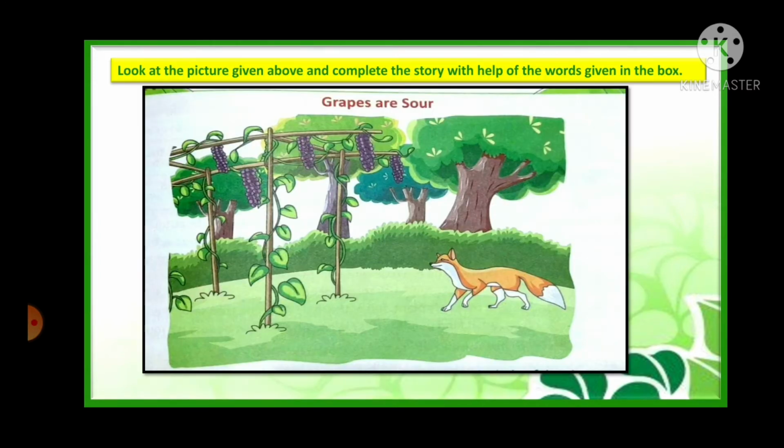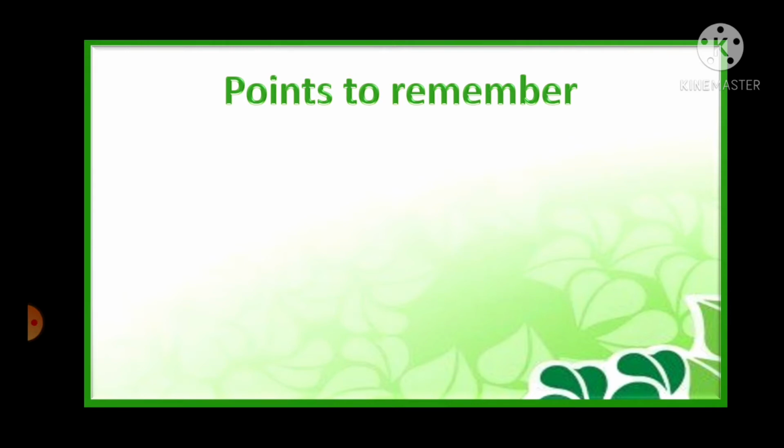Now here there is an example of picture composition. Look at the given picture above and complete the story with the help of the words given in the box. Okay, so sometimes they provide you with a picture and they already provide you with the story, right? And they have given us words and you need to fill the story with the proper words. So how will you do it? Before writing such a story using the picture, you need to remember the following points.